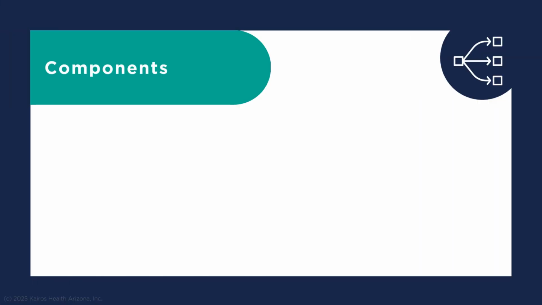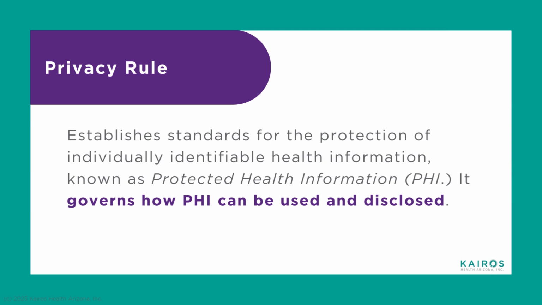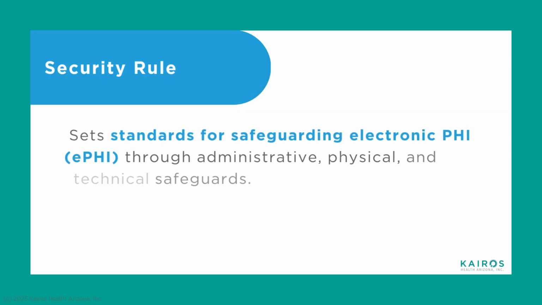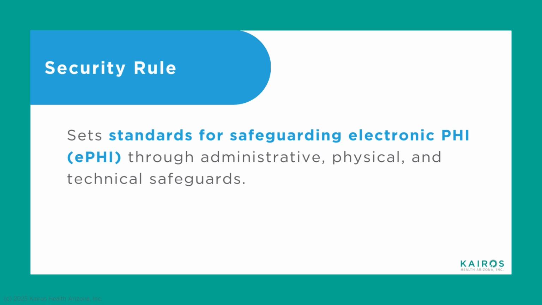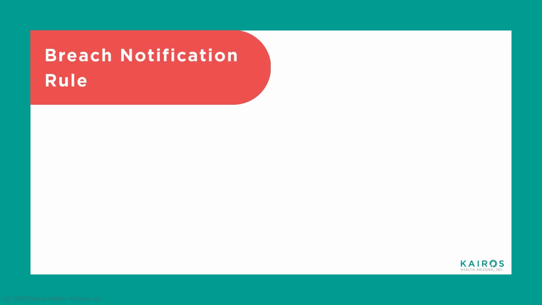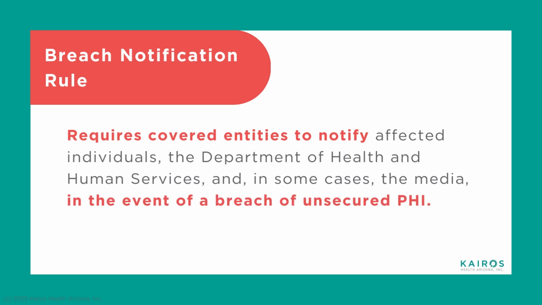The top three components of HIPAA are the privacy rule, the security rule, and the breach notification rule. The privacy rule establishes standards for the protection of individually identifiable health information, known as Protected Health Information, or PHI. It governs how PHI can be used and disclosed. The security rule sets standards for safeguarding electronic PHI, or ePHI, through administrative, physical, and technical safeguards. And the breach notification rule requires covered entities to notify affected individuals, the Department of Health and Human Services, and, in some cases, the media, in the event of a breach of unsecured PHI.